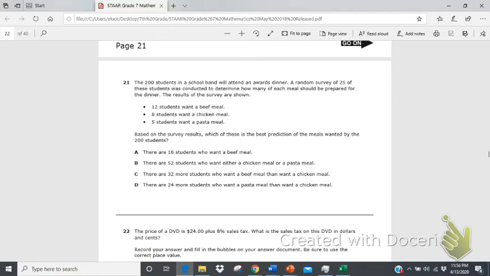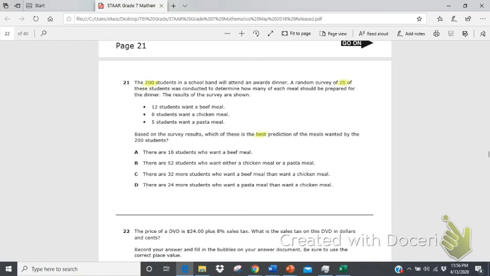All right, ladies and gentlemen, so number 21. They are telling us that the 200 students in a school band will attend an awards dinner. A random survey of 25 of these students was conducted to determine how many of each meal should be prepared for the dinner. The results of the survey are shown right there. Based on the survey results, which of these is the best prediction of the meals wanted by the 200 students?